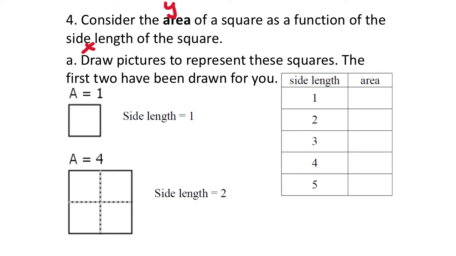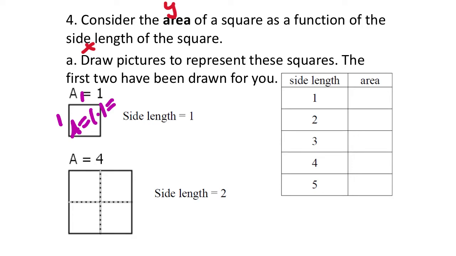Now they've drawn these pictures for us, which is very nice, but with squares, hopefully we don't need these because the unique thing about squares is the side lengths are all the same. And to find the area of a square, you just take the side length and multiply it by, well, itself, because the side lengths are the same.